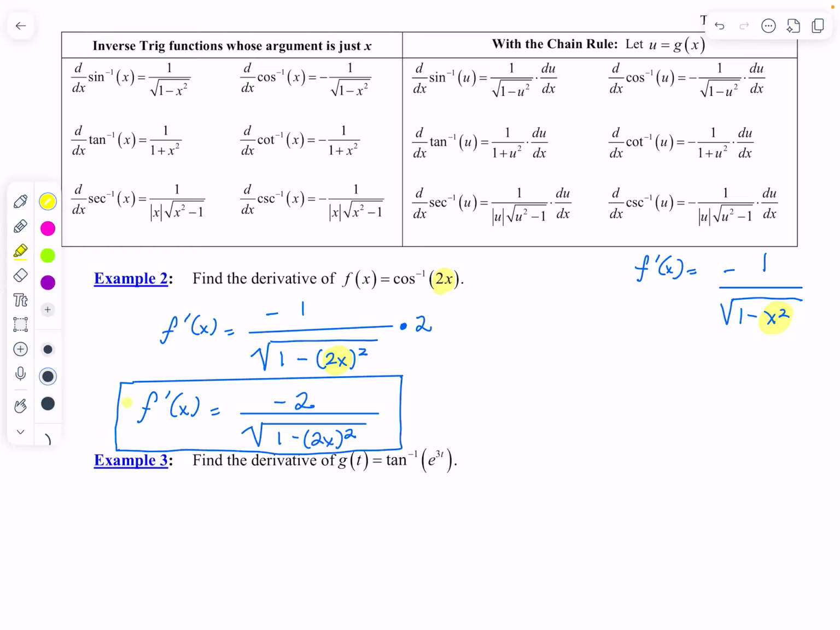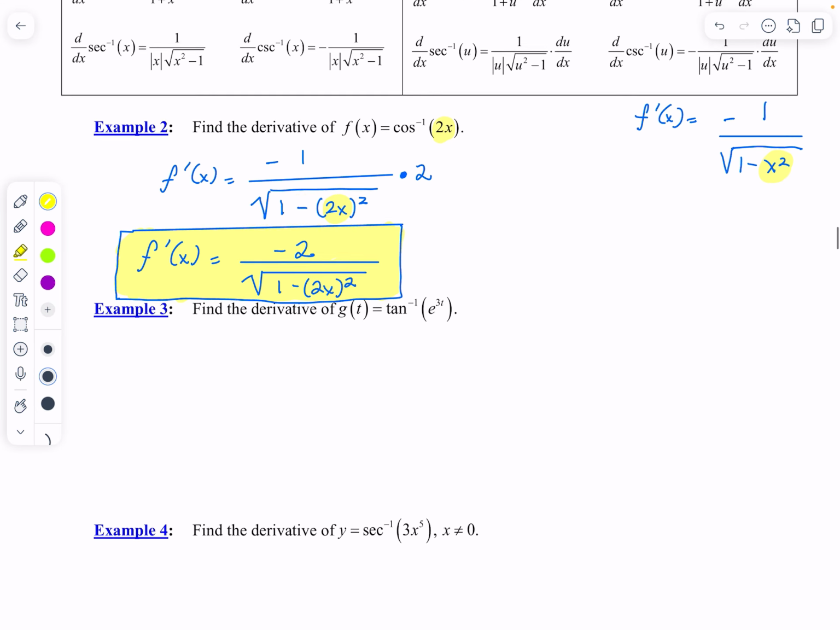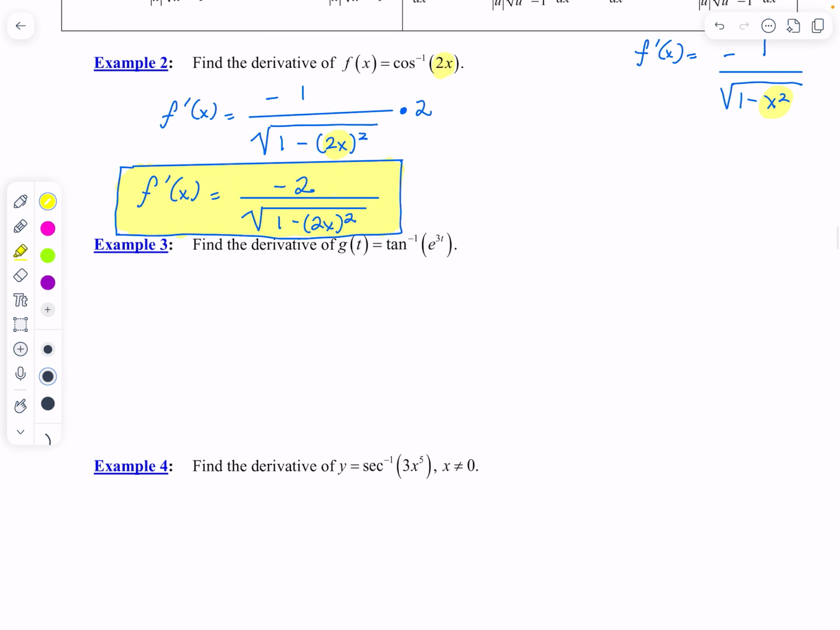Okay, so not too bad. Again, if you're taking a derivative of something that's not just x, then you leave the argument alone and take the derivative of whatever is inside the argument. So let's look at example number 3. Find the derivative of g at t, which equals the inverse tangent of e to the 3t.